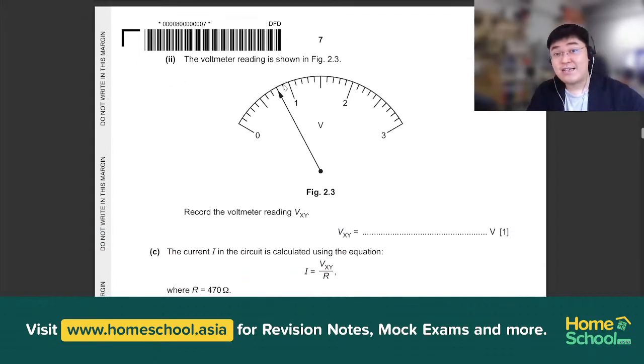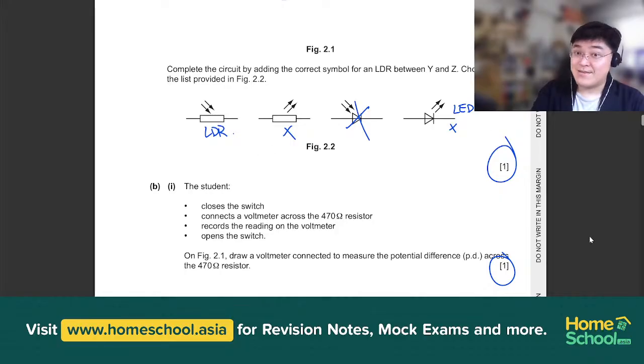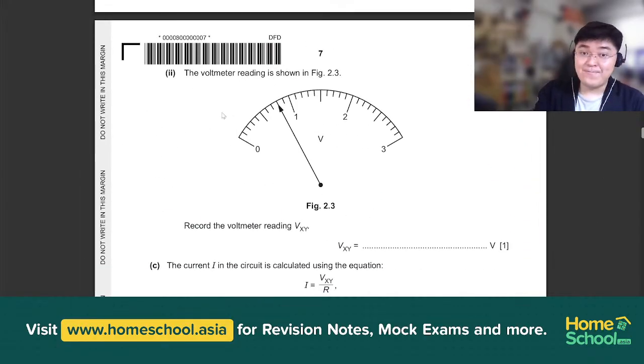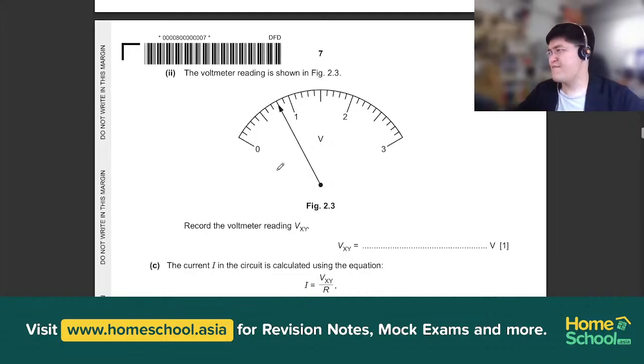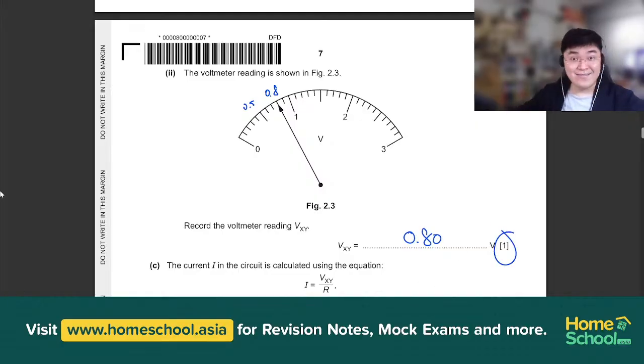The voltmeter reading is shown here in figure 2.3. This voltmeter that we connected in parallel is now showing this value. So record the reading of the voltmeter. This probably is a piece of cake for all of you. Each of these small markings represents how many? This is 0.5 volts, so 0.6, 0.7, 0.8, so this is definitely 0.8 volts. Let's also make sure this is in 2 significant figures, so we add a 0 behind. Second significant figure. That should get you your 1 mark. Easy 1 mark.